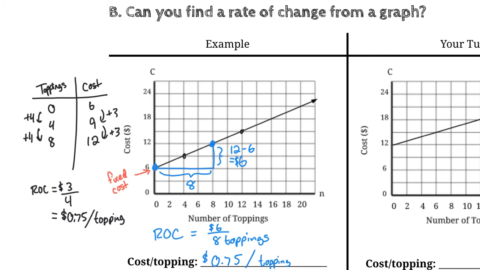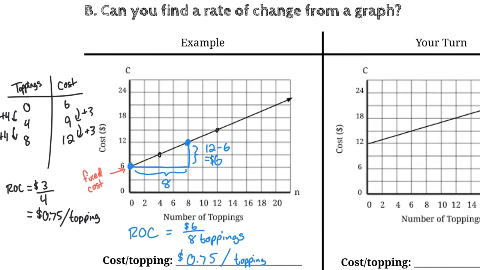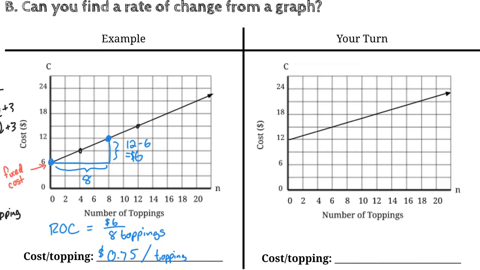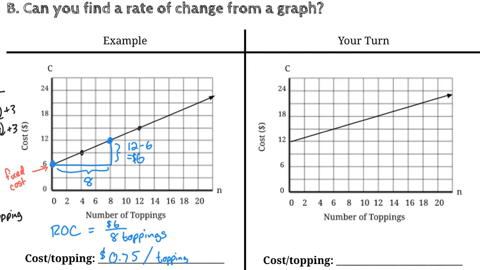And that's the exact same answer that we got when we used the table values. So here's another way that you can find the rate of change, but from a graph. And now I want you to go over to the next question and try this question on your own. Pause the video and then you can come back when you're ready to check the answer.